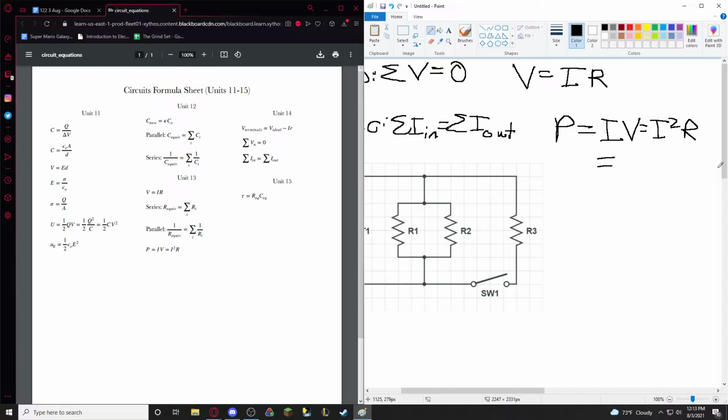Would that be V squared over R? Yep, exactly. We use Ohm's law. I is equal to V over R, and we plug it in. So V squared over R. You don't really need to know that. As long as you understand these two, you're fine. And I think that's why he's omitted this from the equation sheet, because it's just one more thing to confuse people. But it's still useful to understand how you can actually get that.